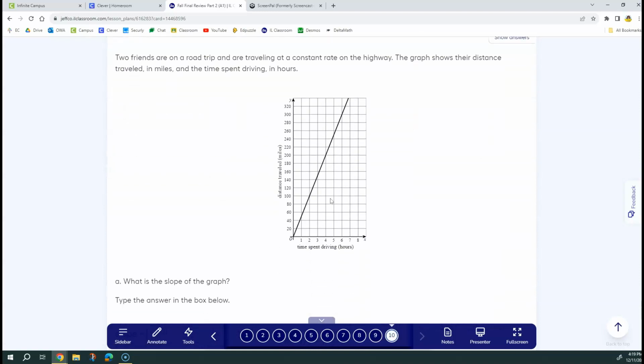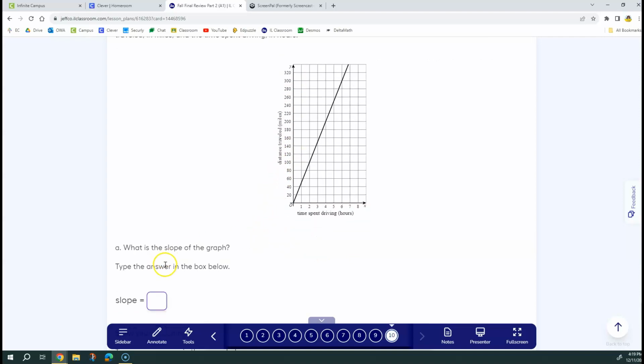Last one, number 9. Two friends are on a road trip and are traveling at a constant rate on the highway. The graph shows their distance traveled in miles and the time spent driving in hours. So time spent driving in hours is the X, distance traveled in miles is the Y. What is the slope of the graph?